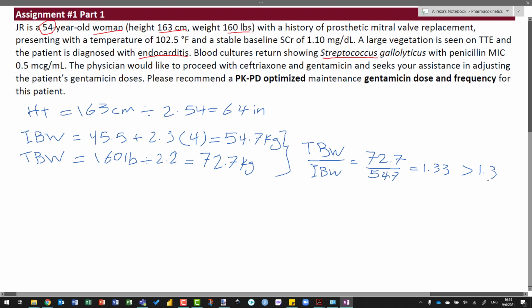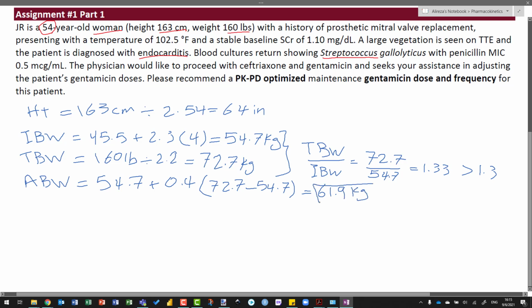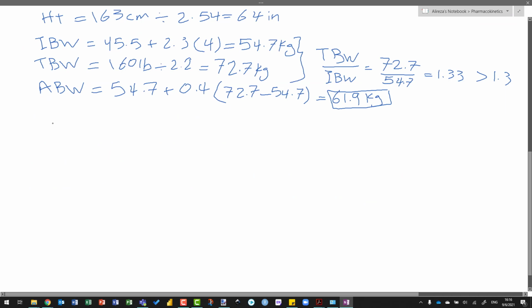So because it's more than 30%, we need to use adjusted body weight to be more accurate. So adjusted body weight equals basically the ideal body weight, which is 54.7, plus 40% of the difference between ideal body weight and total body weight. So 0.4 times 72.7 minus 54.7, which basically gives you 61.9 kilogram. So this is the body weight we will use.